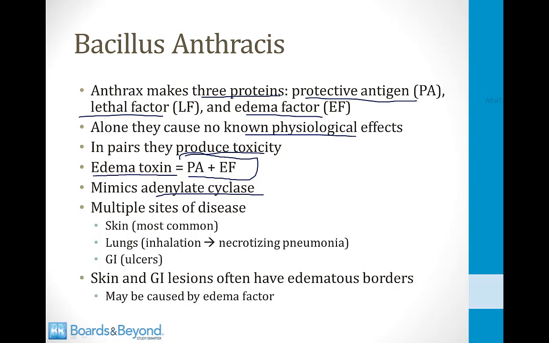Now, anthrax causes disease in lots of different sites. The skin is most common, but also it can cause a necrotizing pneumonia in the lungs, and it can cause ulcers in the GI tract. But one thing you need to know, especially for step 1, about the skin and GI lesions, is that they often have an edematous border that may be caused by edema factor. So these anthrax lesions will often look like a black circle of necrotic skin tissue, for example, but surrounding it will be a little area of swollen skin tissue. And they may ask you this, but that swollen area is caused by edema factor and increased fluid secretion related to the exotoxin of the bug.